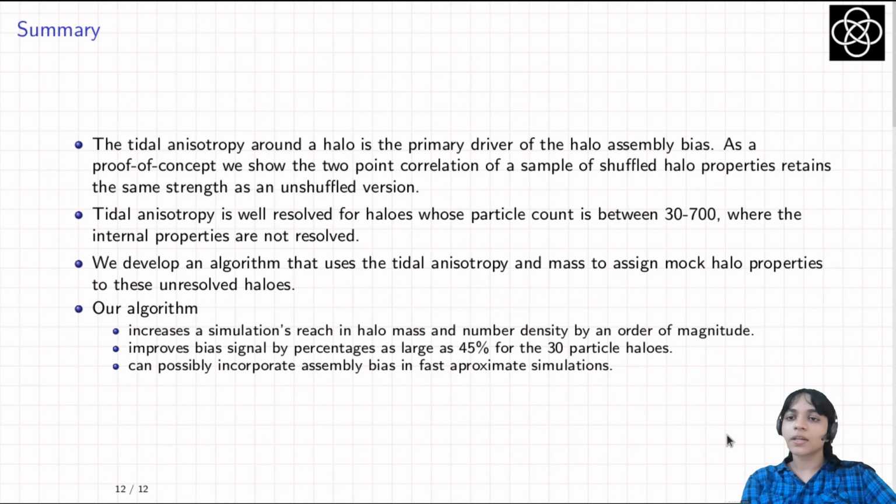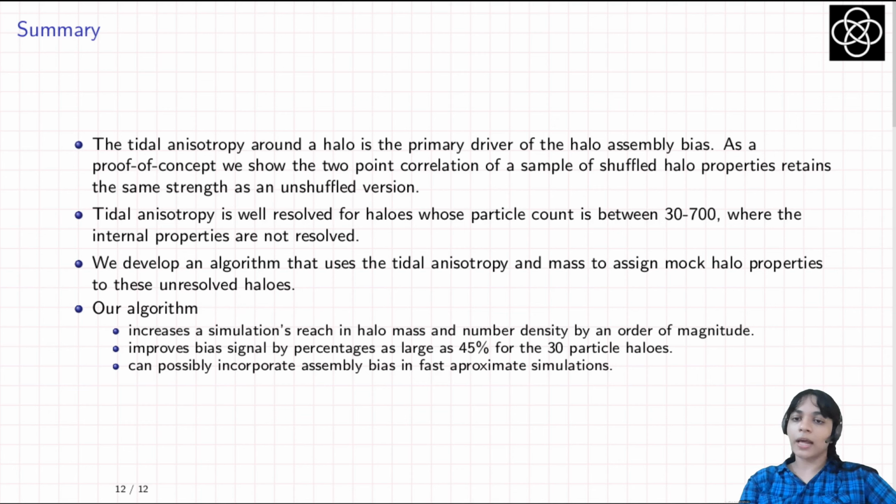So in summary, the tidal anisotropy around a halo is the primary driver of halo assembly bias, and as a proof of concept, we show that the 2-point correlation function of a sample of shuffled halo properties retains the same strength as the unshuffled version when the shuffling is done in bins of tidal anisotropy. We also see that the tidal anisotropy is well resolved for halos whose particle count is between 30 and 700, the same region where internal properties are not resolved.